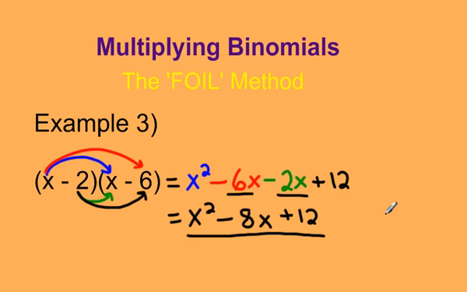And there you have it. Quick and easy way to multiply two binomials by using the FOIL method. First, outside, inside, last.